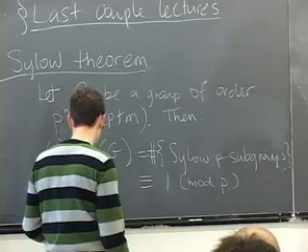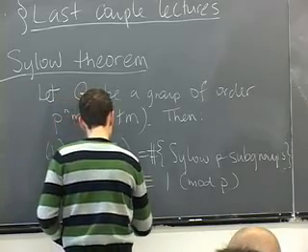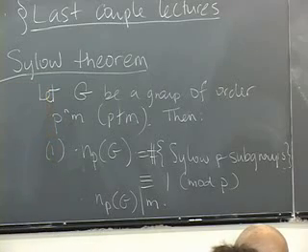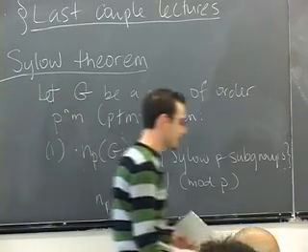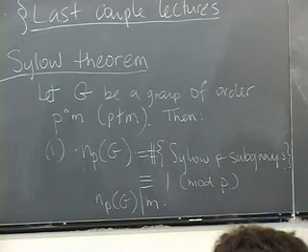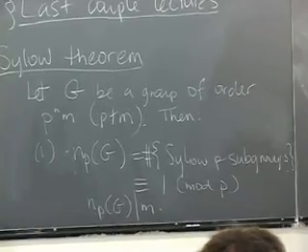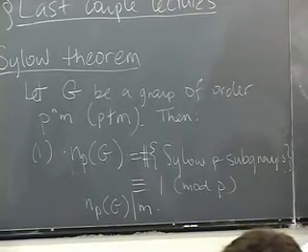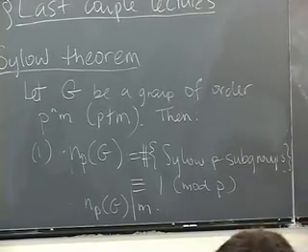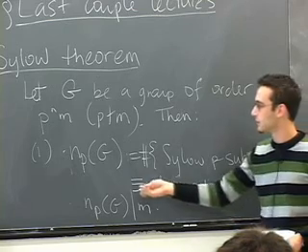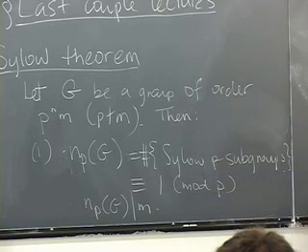And the other part of that was that the number of Sylow p subgroups divides m. And these are really useful because in many cases this counting allows us to figure out exactly how many subgroups of order p^n there are. And that can be a source, for instance, of normal subgroups if you can show that n_p(G) must be 1 for some p.